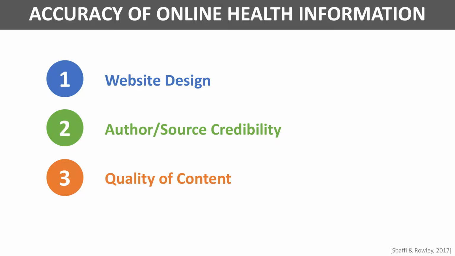Given the sheer amount of information out there on the internet, it can be overwhelming to determine what is truthful and what is not. There are many guides that offer suggestions for how to assess accuracy of online content, and I've narrowed this advice down to 3 simple categories: website design, author or source credibility, and quality of content. The following slides will provide guidelines for what each of these categories mean. These guidelines are primarily informed by the work of Sabafy and Rowley, who conducted research on assessing accuracy of online health websites in 2017.